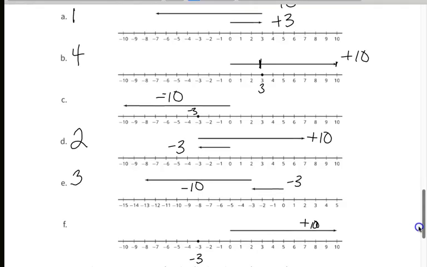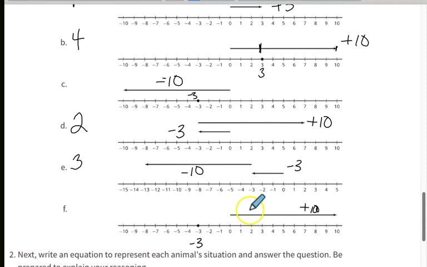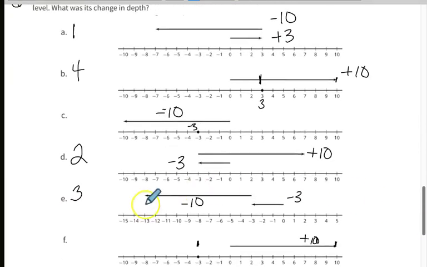Oh, here we go. Starts off at 10 feet above. It dives down and reaches 3 feet below. So the difference in altitude is from the point to the end of the arrow. So 10 and 3, it had a change in altitude of 13 feet. Or -13 because it went down 13 feet. So that would be number 5.